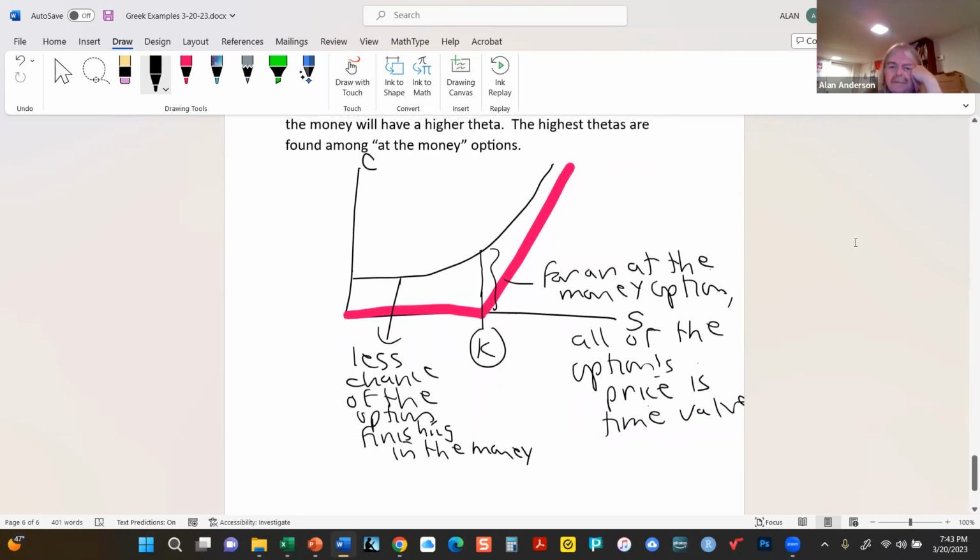And of course, up here, these are deeply in the money, a small percentage of the option's value is the time value. Most of that is the intrinsic value.